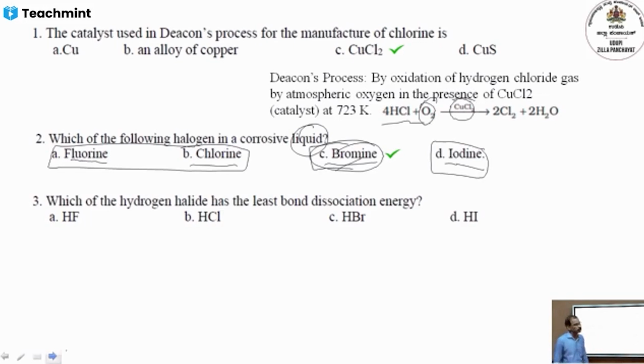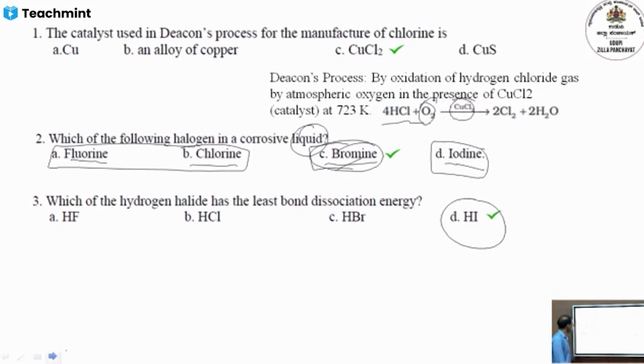And therefore, among hydrogen fluoride, hydrogen chloride, hydrogen bromide, and hydrogen iodide, we know that hydrogen iodide has the weaker bond in comparison to HF, HCl or HBr because of the larger size of the iodine. And whenever the size is larger, the bond pair of electrons is not attracted so strongly by the nucleus, and therefore the dissociation is easy, and therefore it has the least bond dissociation energy.